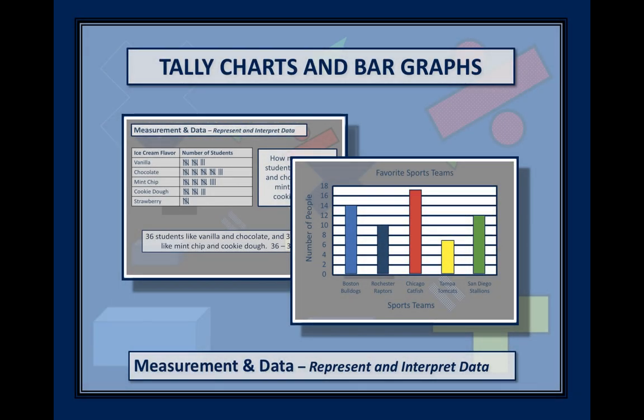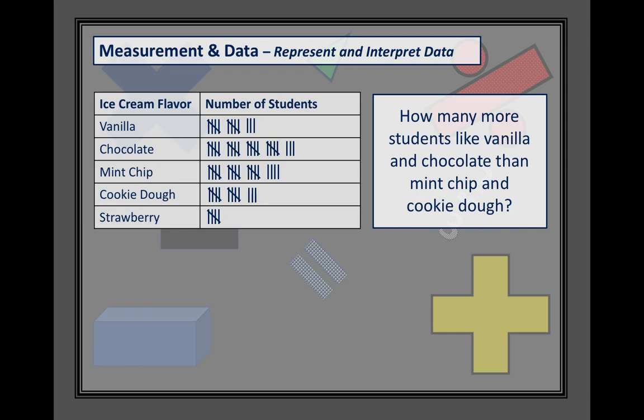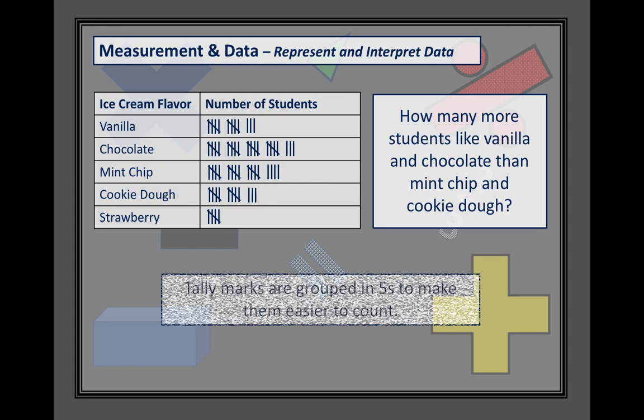Okay, everybody, today we're going to talk about tally charts and bar graphs. In this first example, we're looking at a tally chart, and we can see that students have been asked to report on their favorite ice cream flavor. And one nice thing about tally charts is that tally marks are grouped in fives, and that just makes it a lot easier to count them.